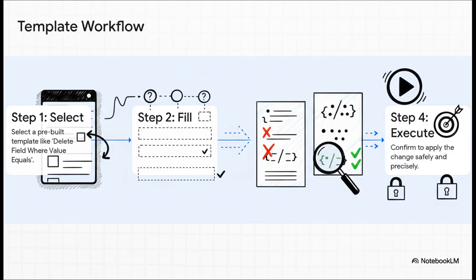And this is what that template workflow looks like. It's a really safe, guided process. You just pick a pre-built operation from a menu, and here's the cool part. Because the tool has already scanned your file, it populates the dropdowns with your actual field names. So you just fill in the blanks, you get a preview of exactly what's going to change, and only then do you hit execute. It totally takes the guesswork out of it.